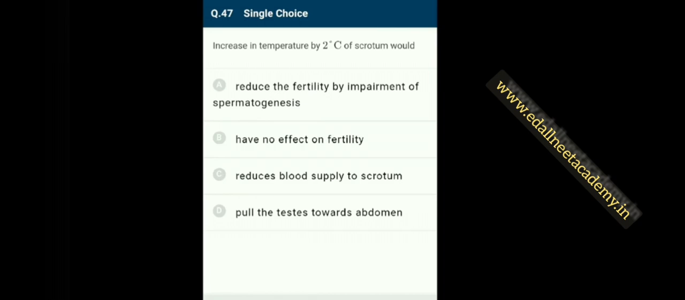If the temperature of the scrotum rises, it will denature the enzymes required for the spermatogenesis process and reduce fertility, as new sperm are not produced. So the answer is option A, reduce the fertility by impairment of spermatogenesis.